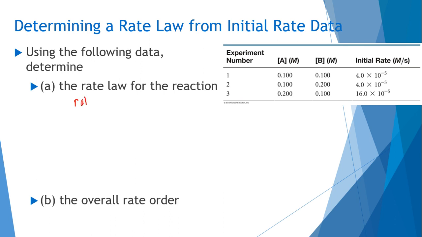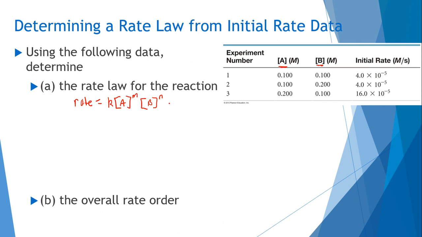So let's set up what I know. I know that the rate is going to be equal to k, which is always going to be there, times the concentration of A, since that is what I'm given over here, to some kind of m power, times the concentration of B to some kind of n power. And so I need to figure out what m and n are going to be.